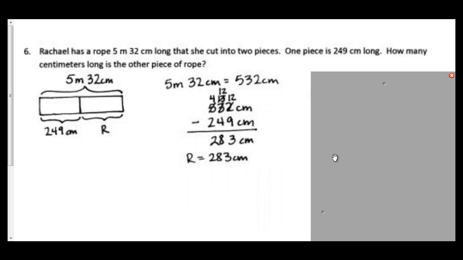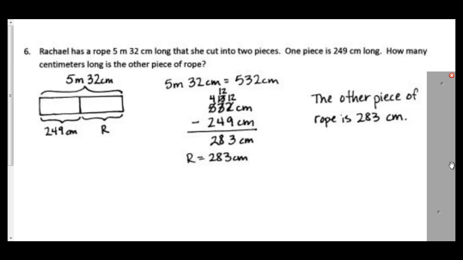So I come over here, and I converted the 5 meters, 32 centimeters, to 532 centimeters, and then I subtracted. You can see that I needed to decompose in the tens and the hundreds to be able to subtract. So I ended up with 283 centimeters. And my number sentence, the other piece of rope is 283 centimeters. Okay, ready for the last one?